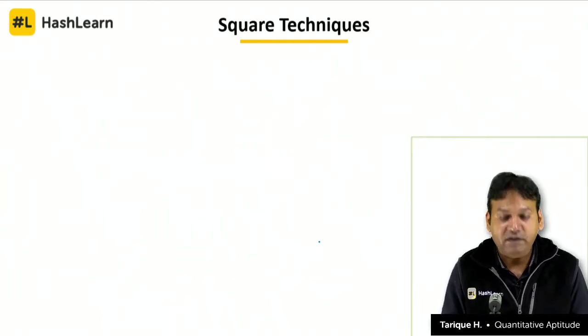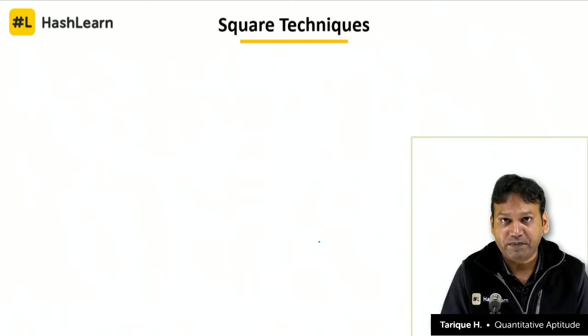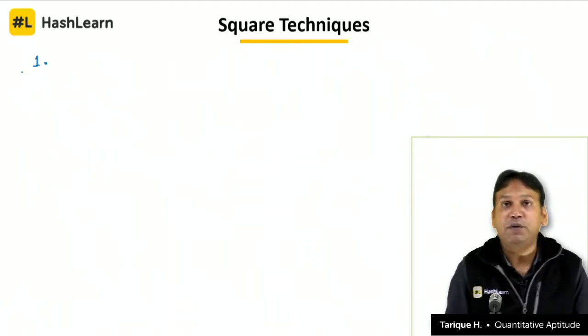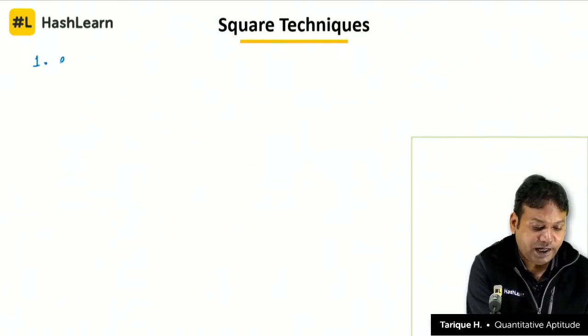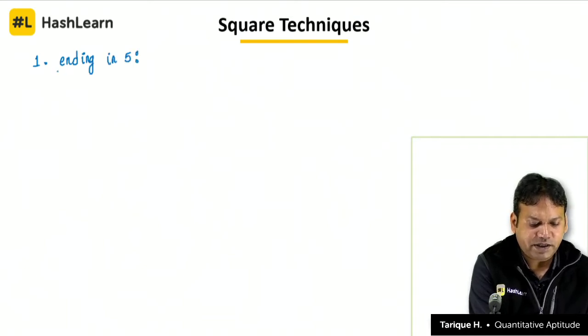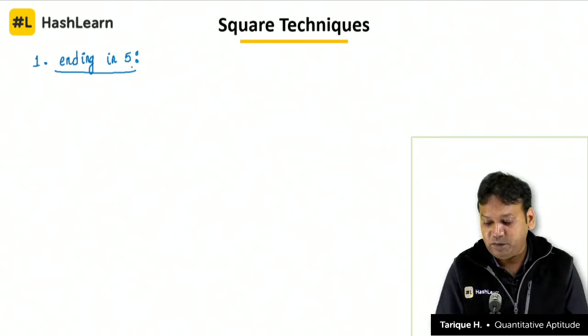Now let us start with the first concept for today, square techniques. The first concept that I am going to do for you is the square of numbers ending in 5. How do we find out the square of numbers ending in 5? Very useful. Often you will find questions where this technique will come into play.